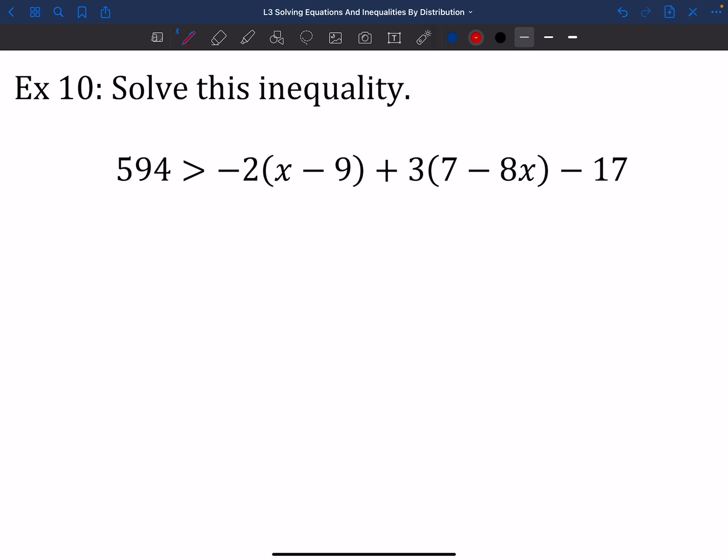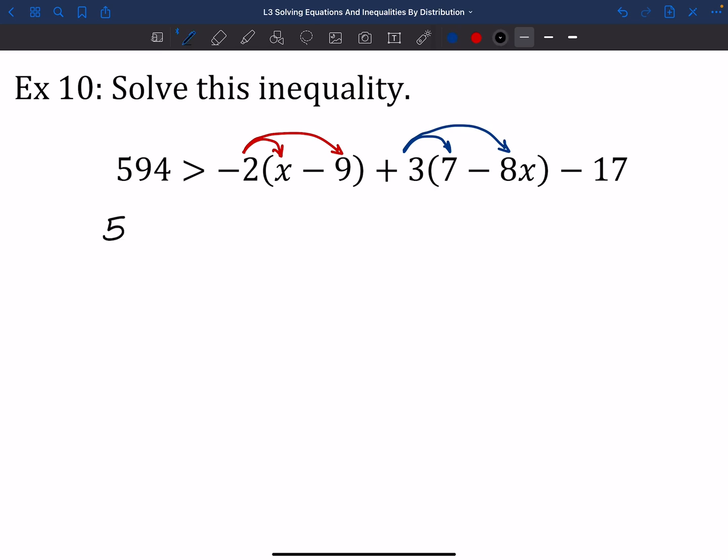All right, let's talk it through. It's not going to be as bad as it looks. We're going to do the same steps. We're going to start by distributing into those parentheses, again taking only the stuff in the parentheses when we're multiplying. That 17 is not in parentheses, so we leave it alone.